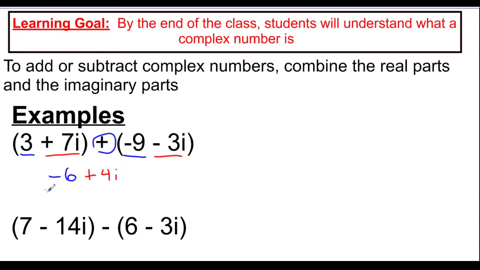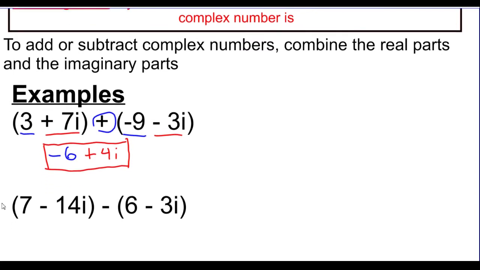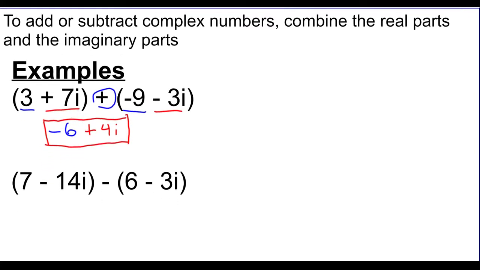And that's all you have to do. It's just like if it was x or any other variable. I'm just going to combine the like terms, numbers with numbers, i's with i's. So here's a second example for you.